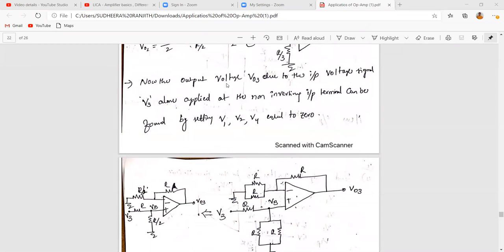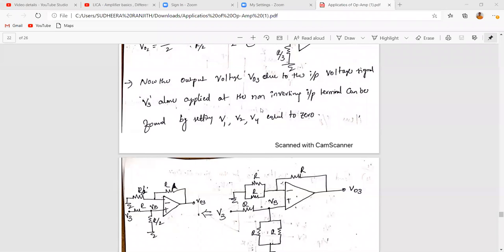Now, the output voltage is V03, due to input voltage V3 alone applied at the non-inverting input terminal, and V1, V2, V4 are equal to 0. In the third case, V3 is active, V1, V2, V4 are inactive. In the first case, V1 active, V2, V3, V4 inactive. In the second case, as per the superposition principle, V2 is active, V1, V3, V4 inactive. Now in the third case, V3 is active, and V1, V2, V4 are inactive, that means they are equal to 0, right?